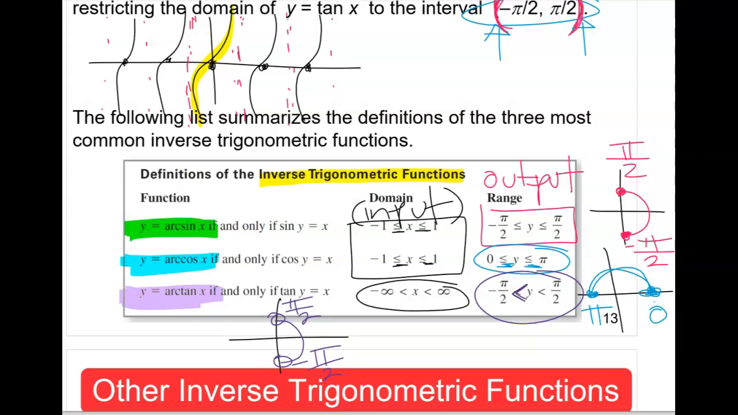We don't have the equal part below. And as an interval, this is the one that has parentheses, because at -pi/2 and +pi/2 we have undefined tangent solutions or answers. In fact, we do have those vertical asymptotes. So that's why pi/2 and -pi/2 are not included.